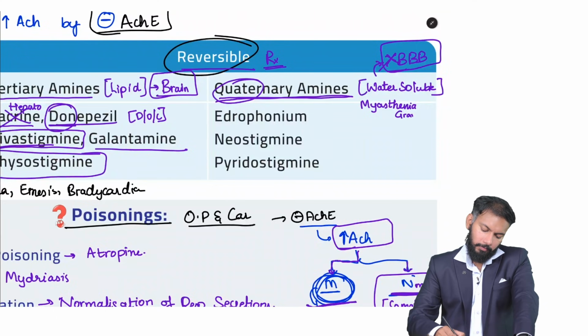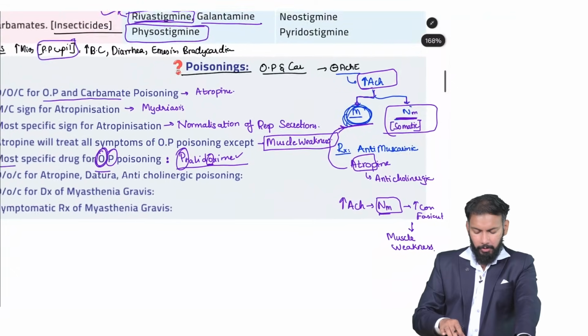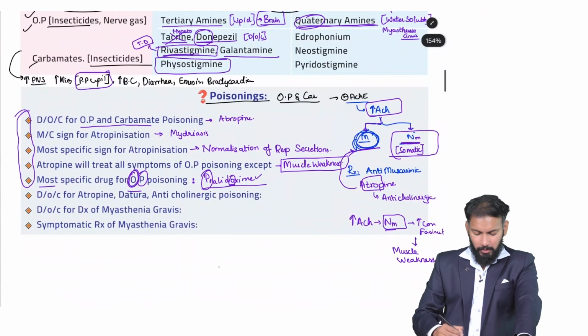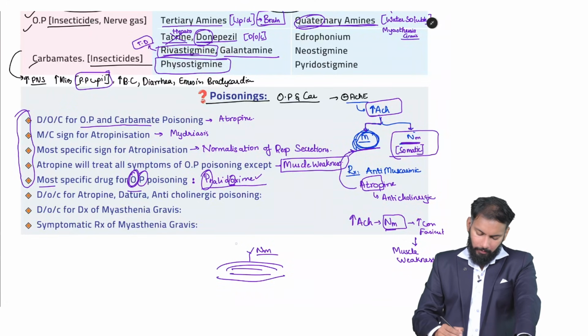Myasthenia gravis. What is myasthenia gravis doing? Let us suppose this is a skeletal muscle. On top of skeletal muscle, you have a receptor that is known as NM. When this NM is activated, you will have skeletal muscle contraction.